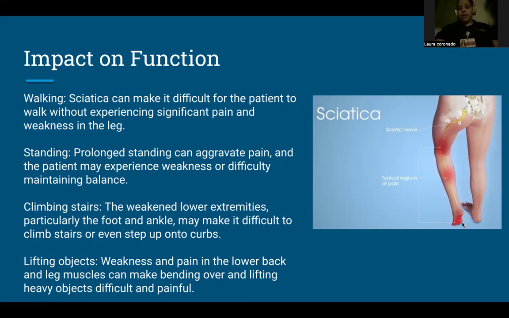Not only will we feel pain, but we also may experience muscle weakness, which would make going up and down the stairs incredibly difficult. And same thing with lifting objects. We need that strength in our posterior muscles to be able to lift objects efficiently, but also safely. We also don't want to be hurting our spine any further if we can't even be lifting objects correctly.